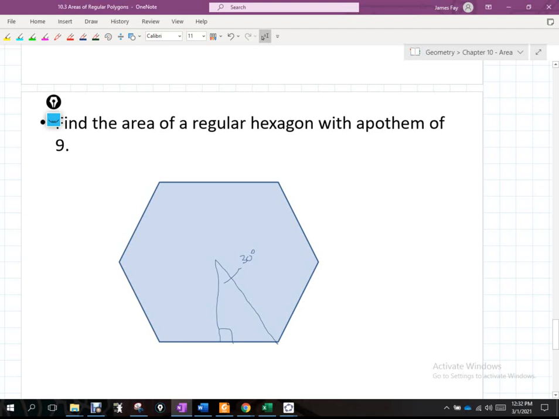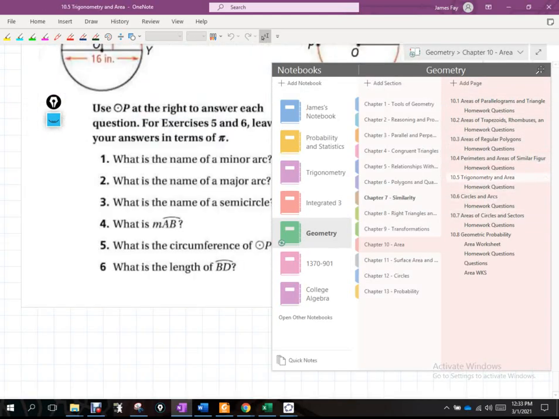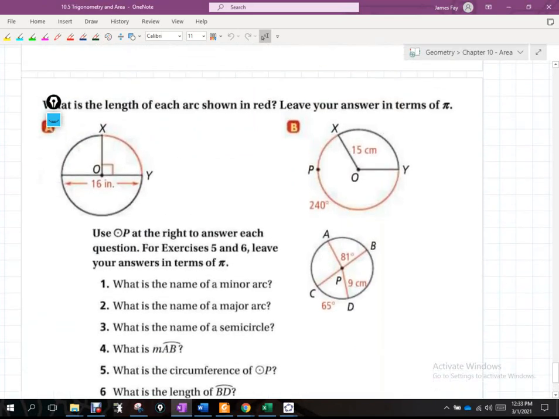Okay. Here's finding the area of a regular hexagon. In order to do this, we need to know this little triangle on the inside here, and that little triangle is going to have a 30-degree angle in it, and it's a right triangle, so 30, 60, 90. There's just so many different applications. You'll see them a lot in trig.